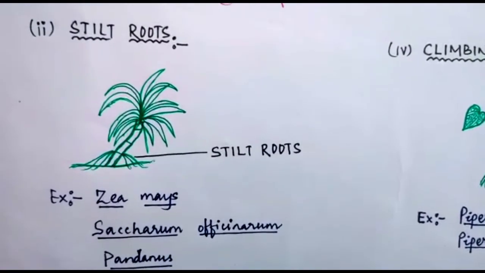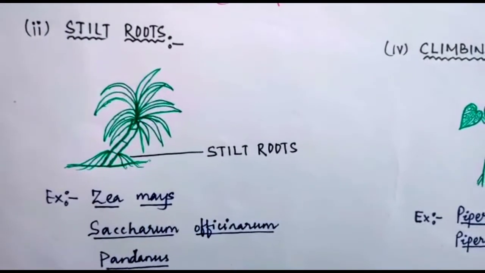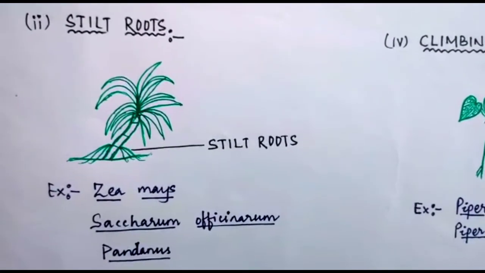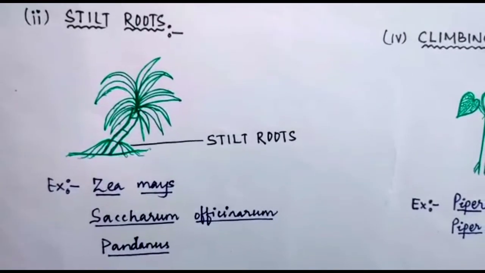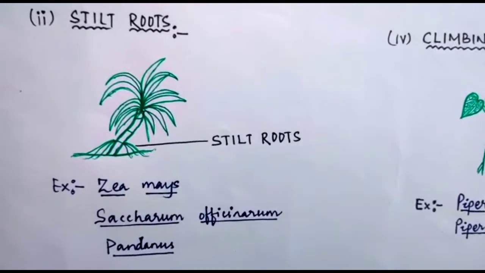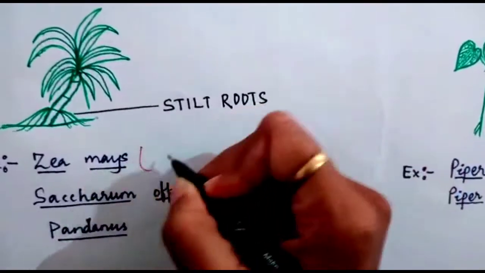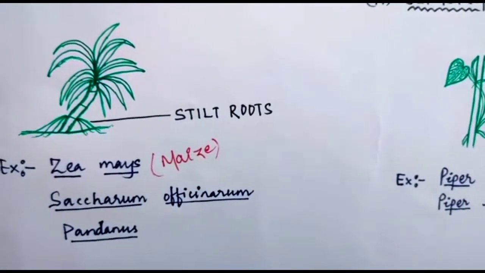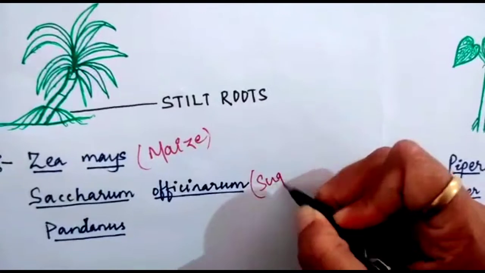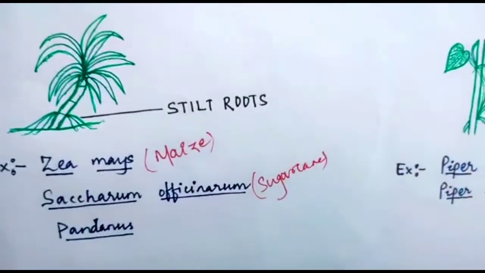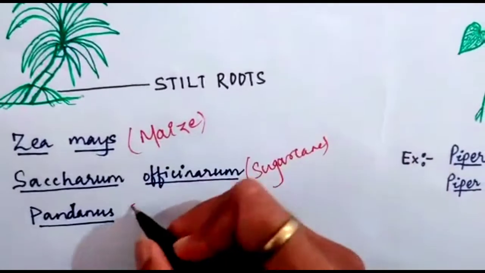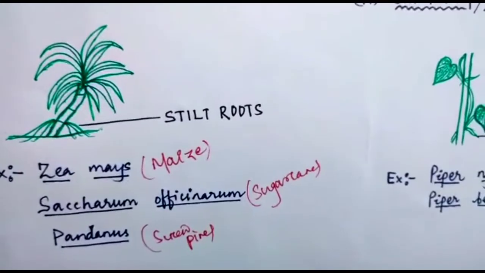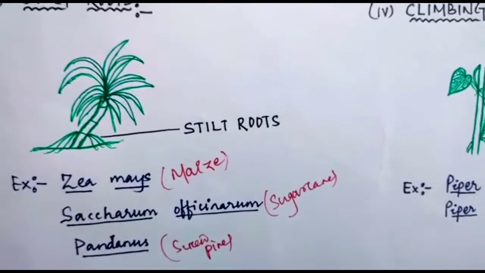Then comes to the stilt roots. What is stilt roots? The roots which arise from the basal node of the plant is known as the stilt roots. Example is Zea mays, which is known as the maize. Then the Saccharum officinarum, which is called sugarcane, and Pandanus, which is known as screw pine. In this case, the roots arise from the basal node.